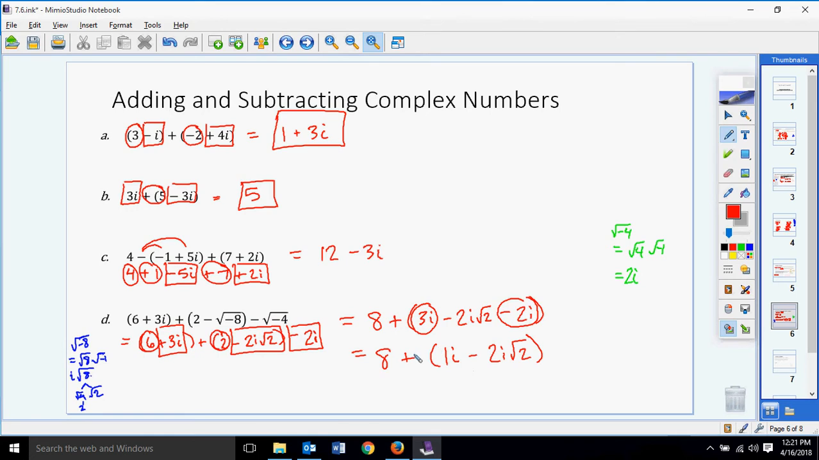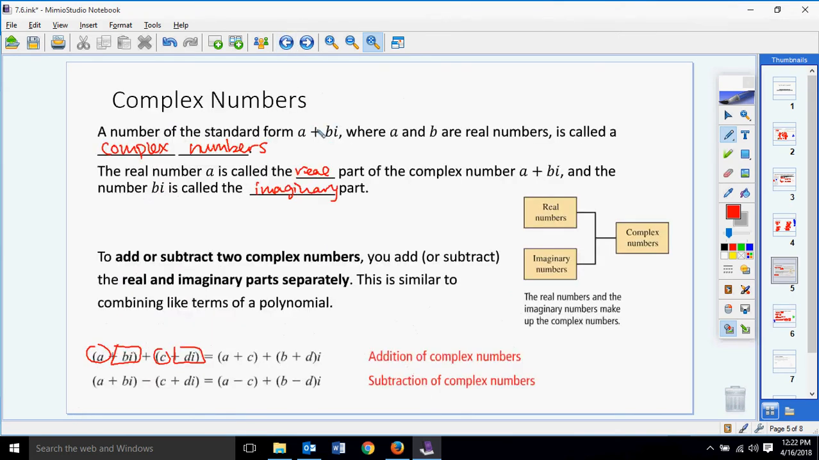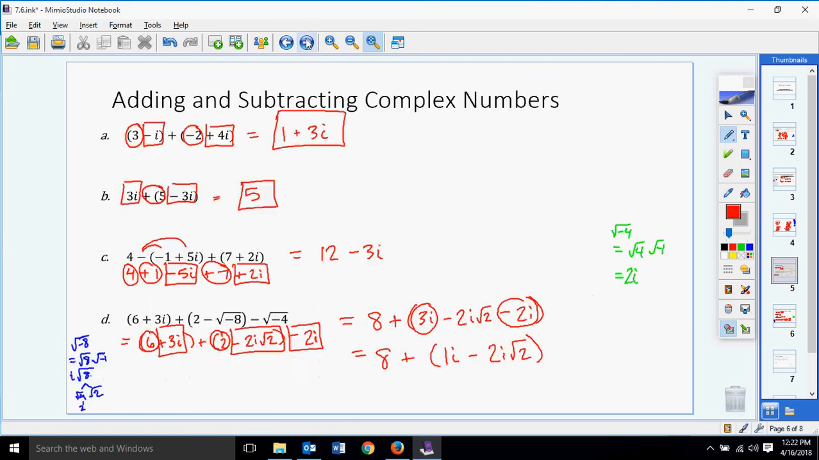I would leave it like this. The book might want it in a different form because remember a complex number is in this form where it's a number times i. So if we want to factor out an i, this would be 1 minus 2 square roots of 2, times i. So this is my number times i. This is actually the correct form, but if you got to this step on your test, I'd count it correct. But this is the complex form of that. So ask me if you have any questions on this slide.